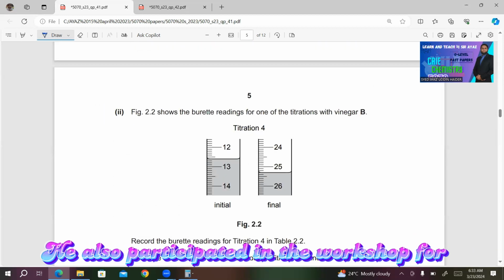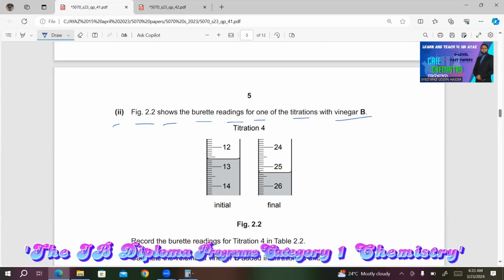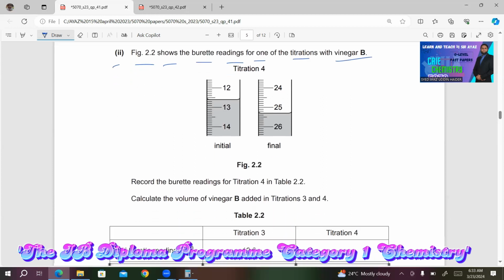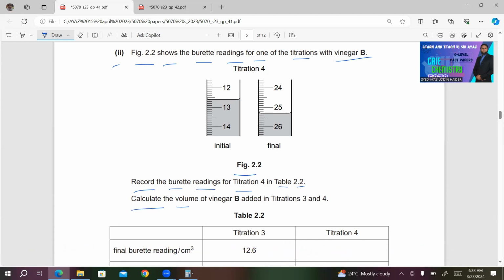Moving on to the next part. Number 2, figure 2.2 shows the burette readings for one of the titrations with vinegar B. Here's titration 4. We have the initial and final reading. Record the burette readings for titration 4 in table 2.2. Calculate the volume of vinegar B added in titrations 3 and 4. Here's table 2.2.